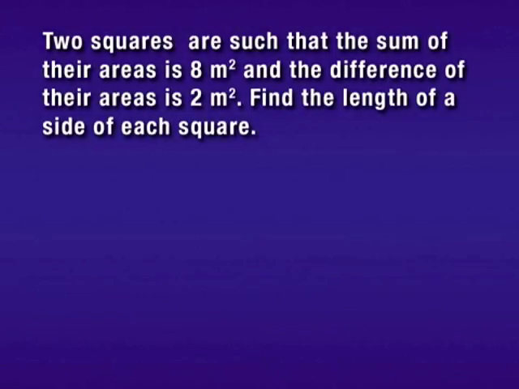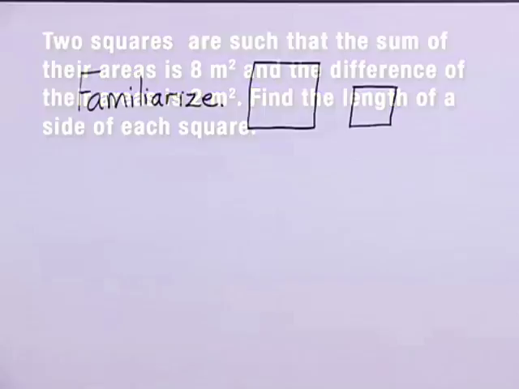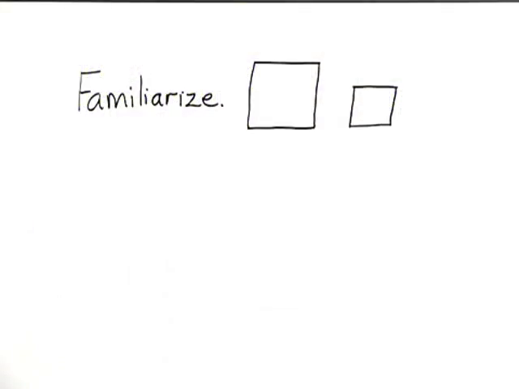Two squares are such that the sum of their areas is 8 square meters and the difference of their areas is 2 square meters. Find the length of a side of each square. When we familiarize ourselves with a problem that contains some geometry, the first thing we should do is to make a sketch of the problem.